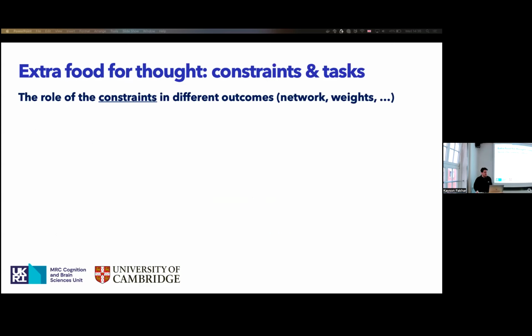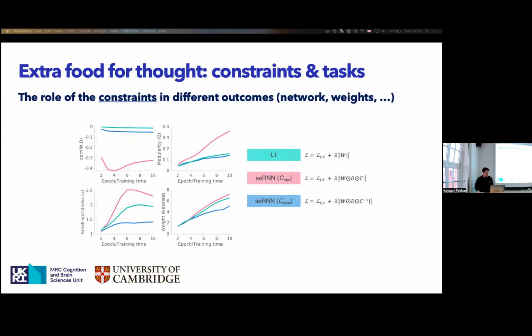So we did look at different regularizations, not just this one. One was in the role of constraints. So we have L1 in green, pink was the one in the main paper, which is minimizing communicability, and blue, which is minimizing the inverse of communicability. So maximizing communicability in some sense, although not separated. So just keep that in mind. What you effectively see is that these blue ones don't generate the small world networks.